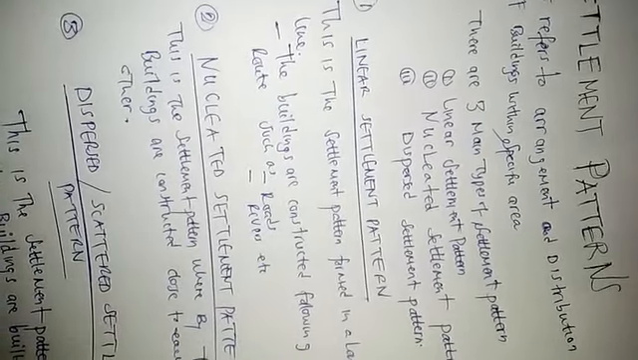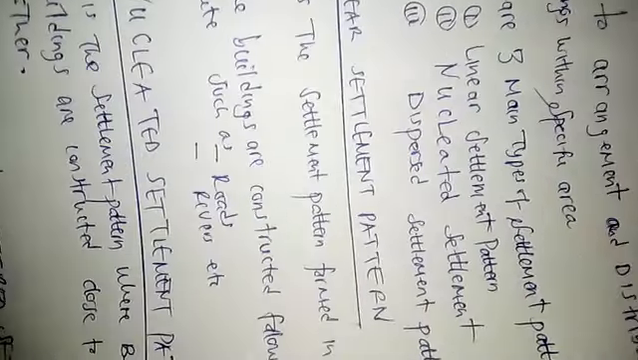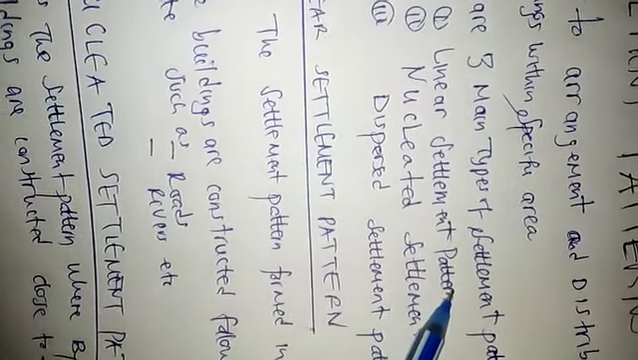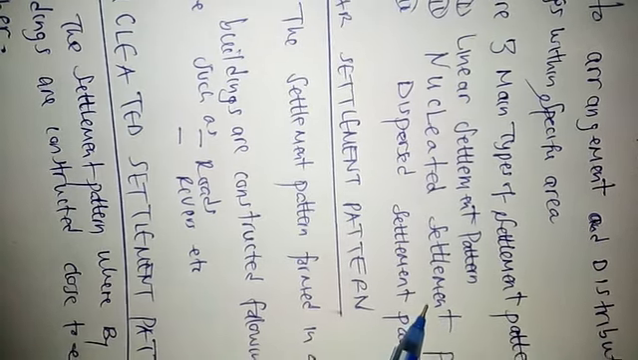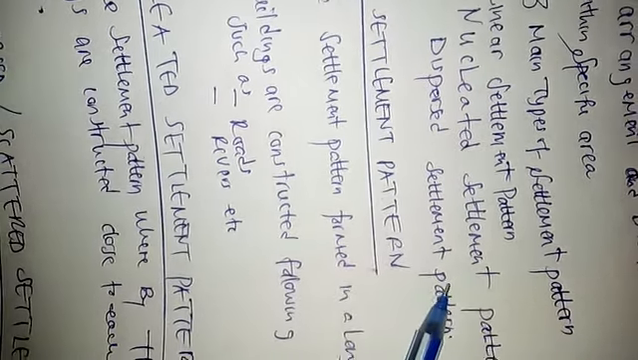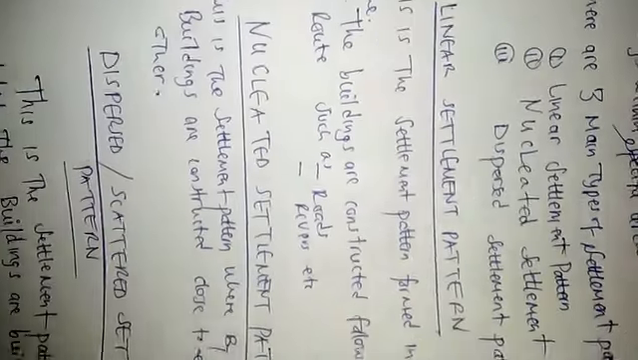Normally, settlement pattern is of three main types. We have type number one, which is a linear settlement pattern. Number two is nucleated settlement pattern. And number three is dispersed settlement pattern. So starting with linear settlement pattern.